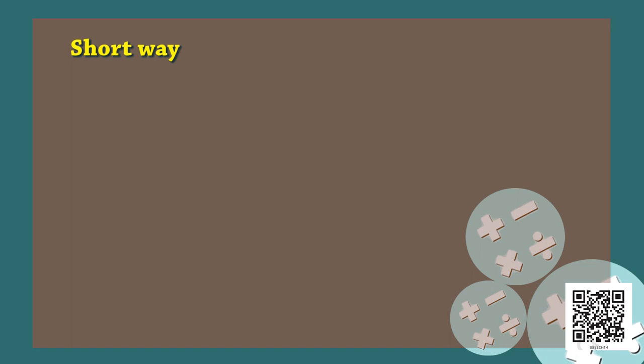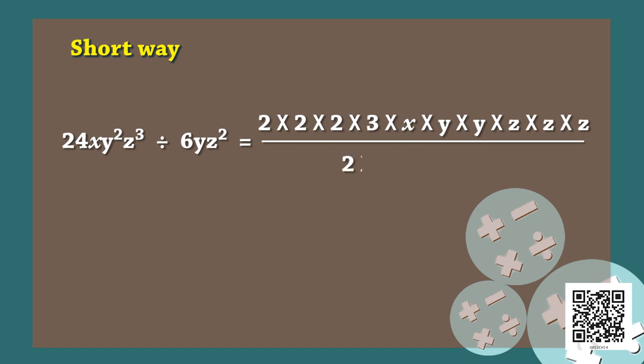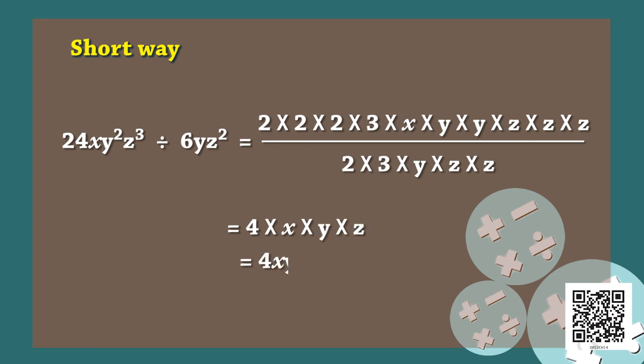Look at 24xy square z cube divided by 6yz square is equal to 2 into 2 into 2 into 3 into x into y into z into z divided by 2 into 3 into y into z into z. Now, by cancelling common things, we are left with 4 into x into y into z, that is equal to 4xyz.